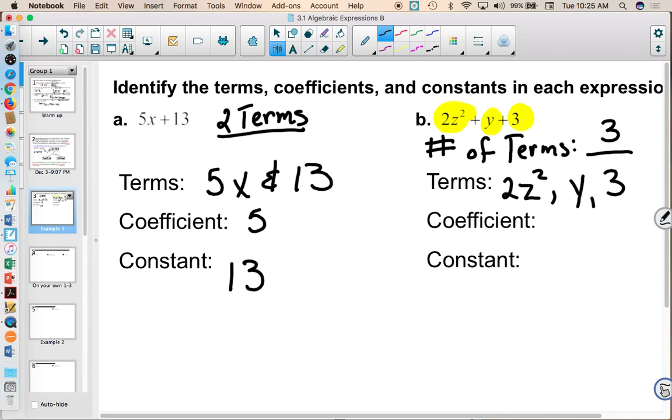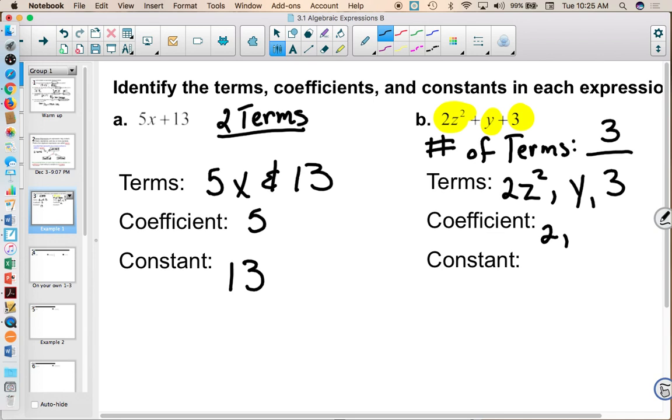Coefficient. What is or are the coefficients? Kaylee? I agree, 2 is a coefficient. Is there any other coefficient in that? What did you just say? Not y, because y is a variable. What do you think, Cole?